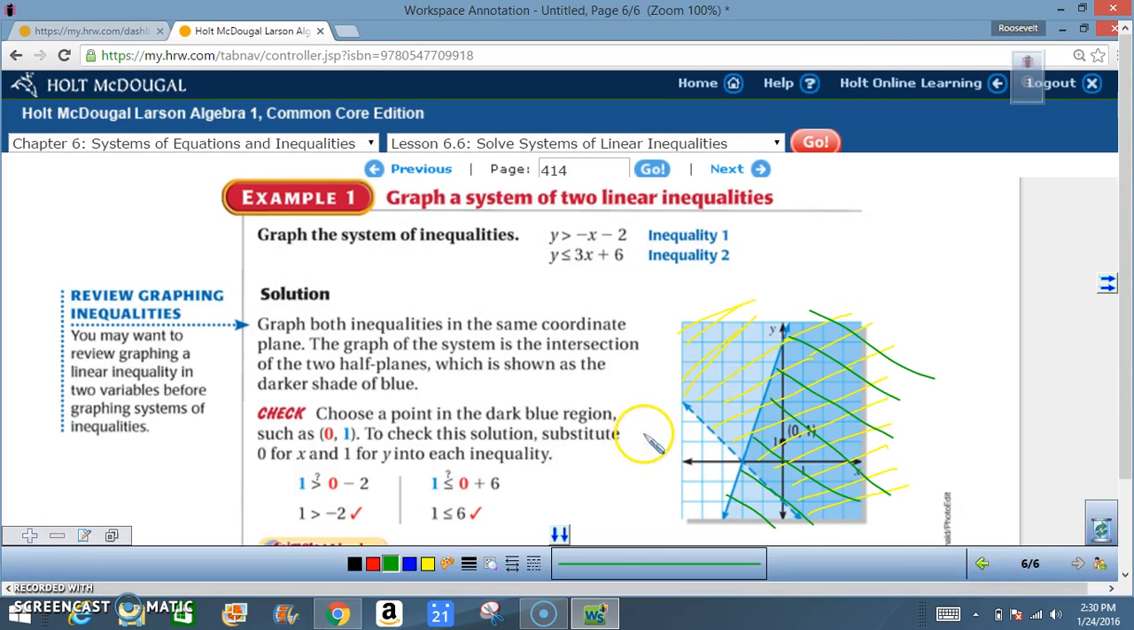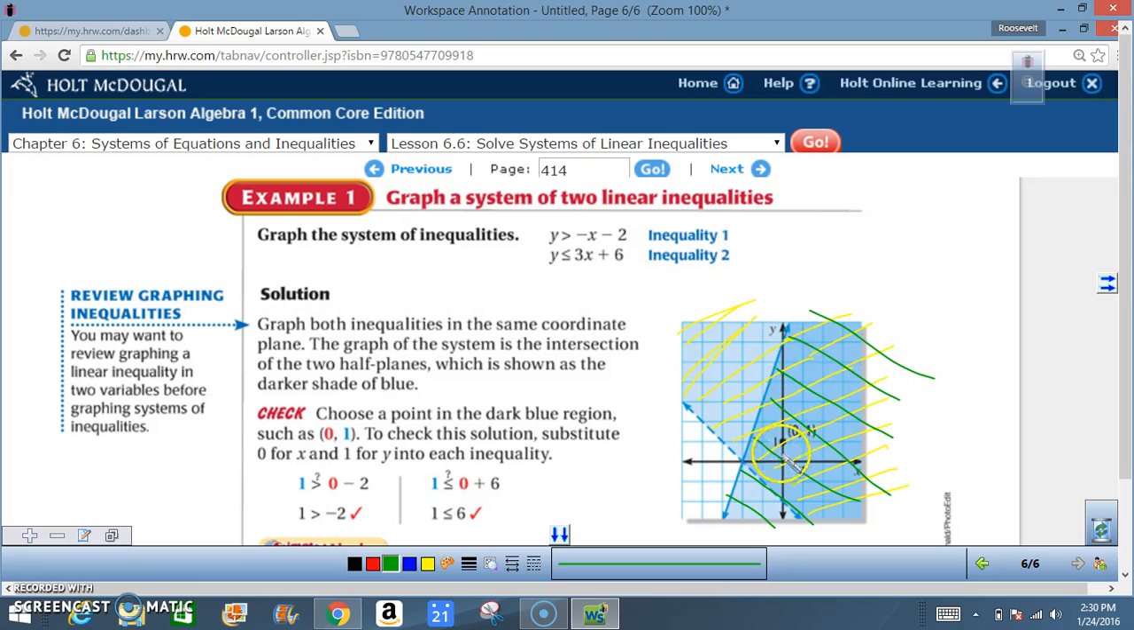Now, for those of us who still may be a little bit confused, it would be like if I took this line here. That's my first one, and it says greater than. Now, everything in yellow is greater than. That's everything above this line. On this line, it says less than. So here on the solid line, that would be the green. It's less than.